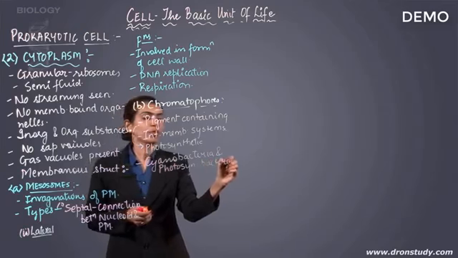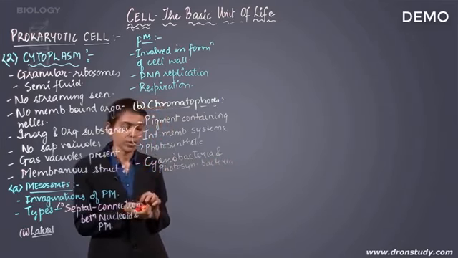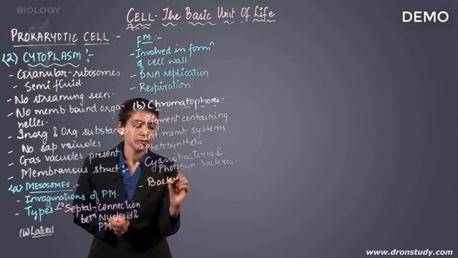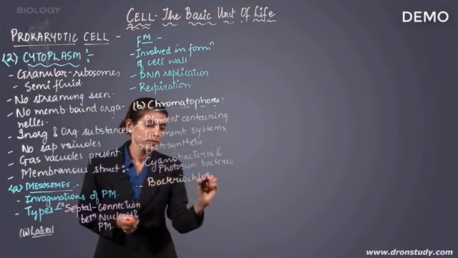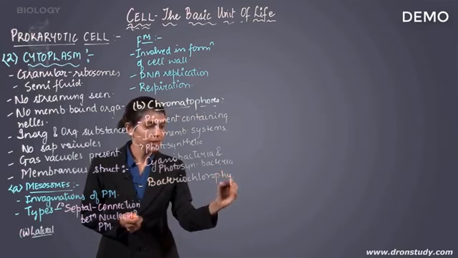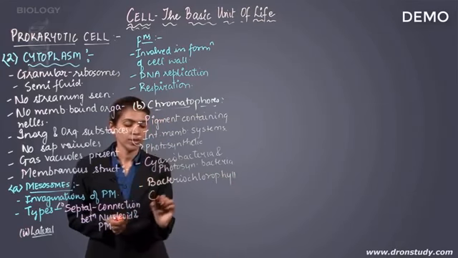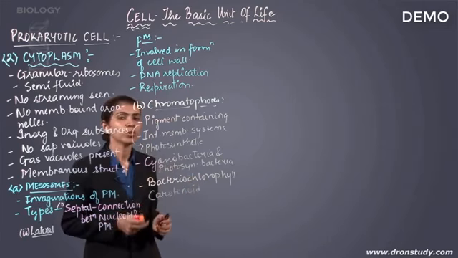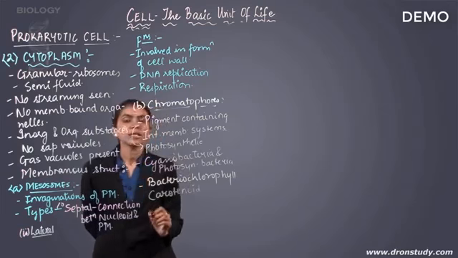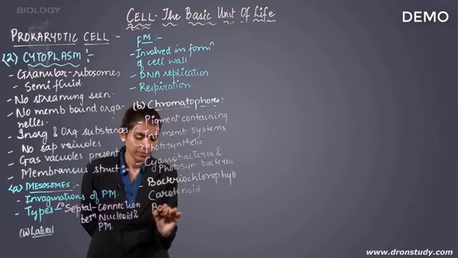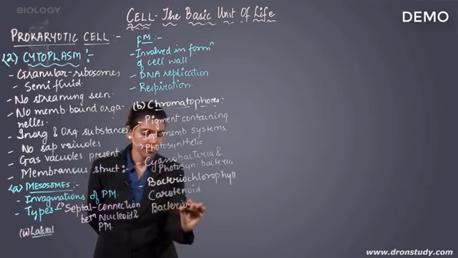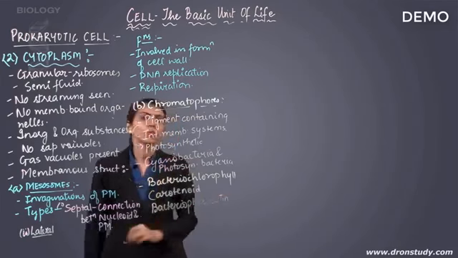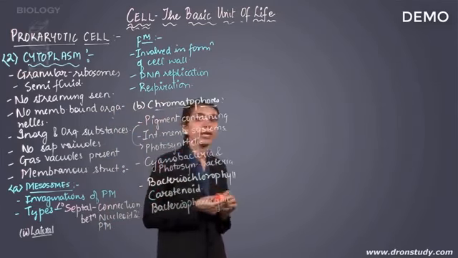So what are the types of pigments present in the chromatophores? There are pigments which are called bacteriochlorophylls. There is a pigment which is called carotenoid. And another pigment that the chromatophores have is called bacteriophycocyanin. So this was about the cytoplasm in a prokaryotic cell.